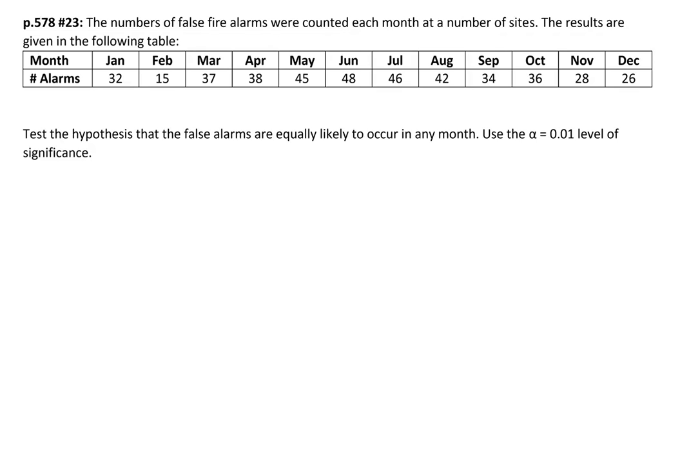And we're going to test the hypothesis that the false alarms are equally likely to occur in any month. Use alpha equal to 0.01. So the first thing we have to do is work out our expected values, and that involves finding the total for all these fire alarms. We've got to add those up. I won't give you anything nearly this big on the final exam, but we do have to do this now.